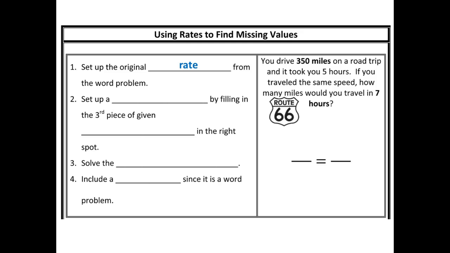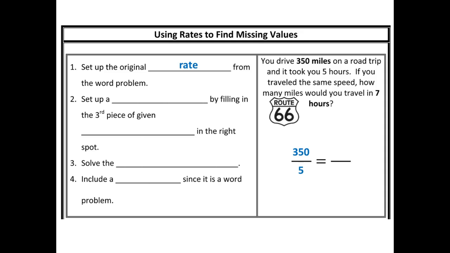The rest of the question goes, if you travel the same speed, so if that rate were applied to new information, how many miles would you travel in 7 hours? I have a good understanding of this problem. I see my original rate. It's 350 divided by 5. Remember, if you get stuck on word problems, try summarizing them, retelling them in your own words.